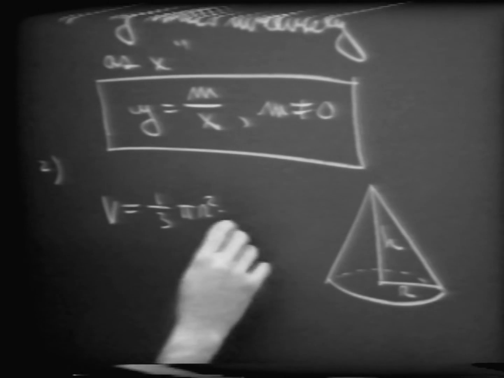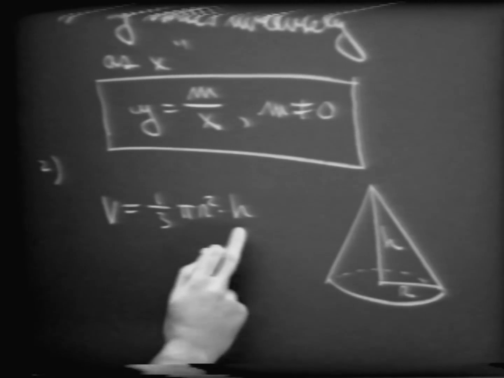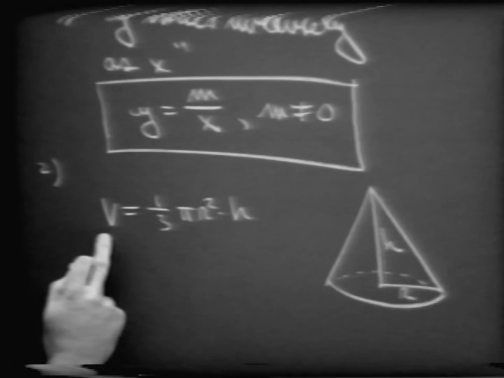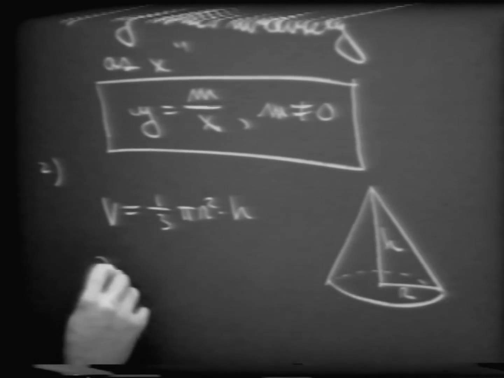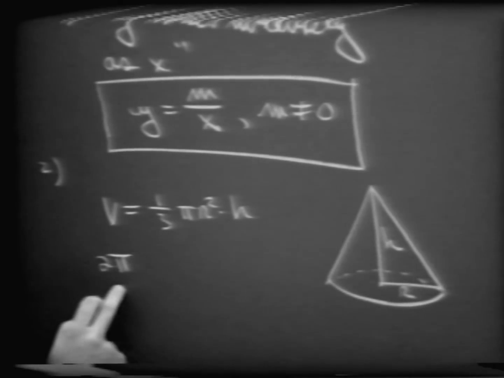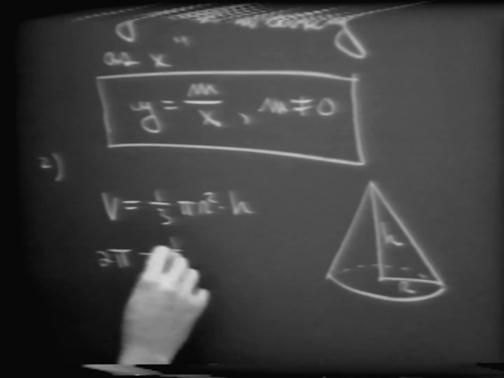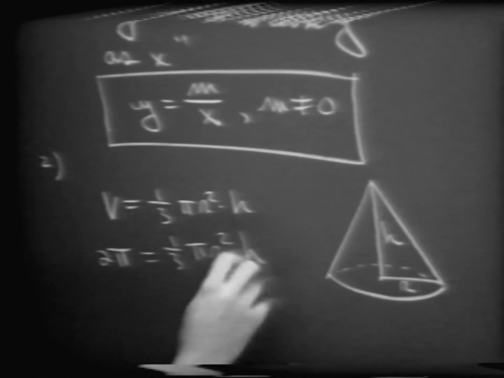Pi r squared times h, times the height, okay? Now, suppose I happen to know the volume. Let me just take some number for the volume here. For example, suppose I took 2 pi as a value for the volume, okay? It's equal to 1/3 pi r squared h.